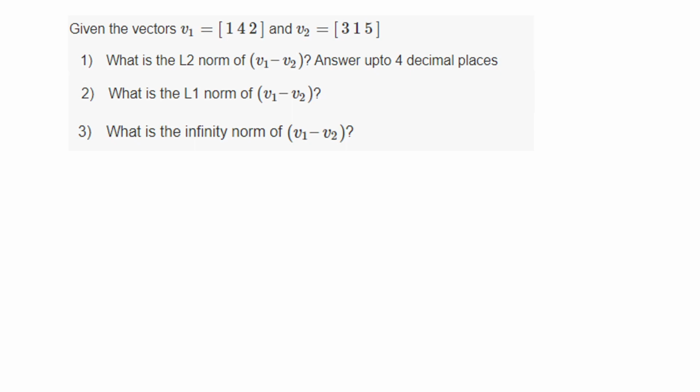So for the first one, it will be square root of 22, which is some 4.69 something. Okay. Second one. Yes. Go to second and third and then come back. Take your time. Give the three answers together.